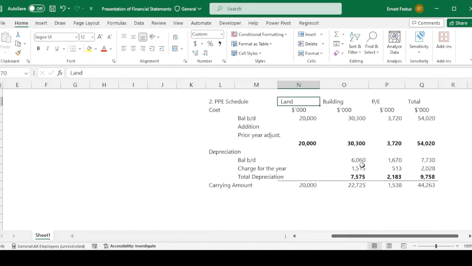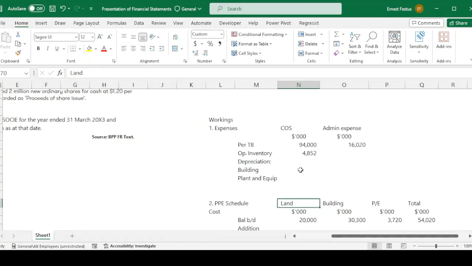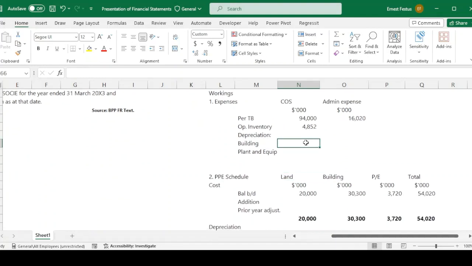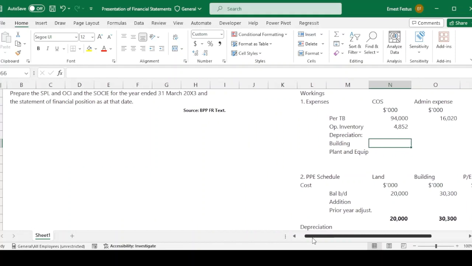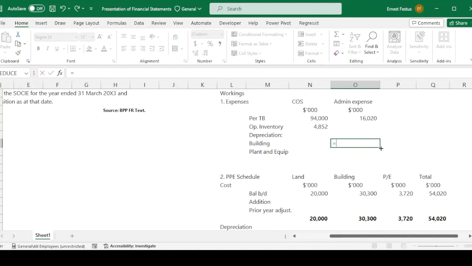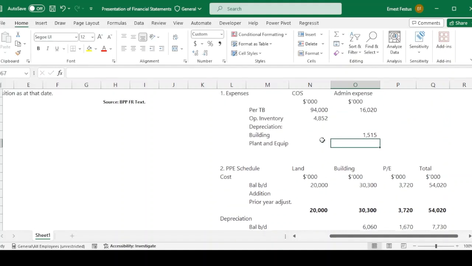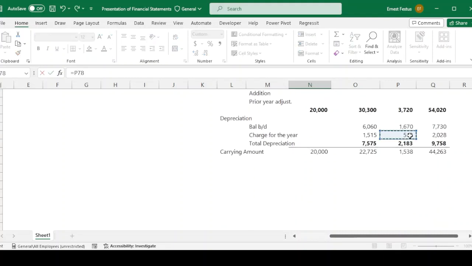Now this charge for the year is what we are adding to our cost of sales. So for the plant and equipment, the 513 here is what we are adding to the cost of sales. So we come to our cost of sales. We have depreciation for building, which is supposed to be allocated to the admin expenses. So I'll come to my admin expenses, and I'm going to link my charge for the year for building. And then when it comes to the cost of sales, I'm going to link the 513 that we have here.